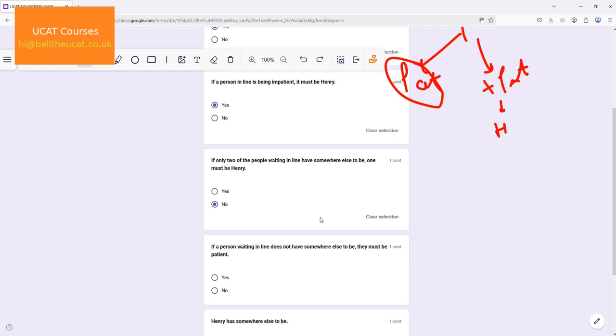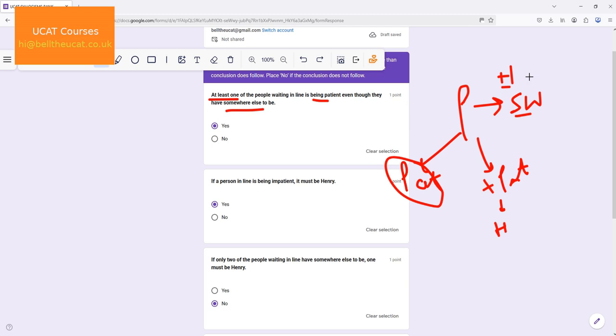If a person waiting in line does not have somewhere else to be, they must be patient. Right. He's negating the outcome and he's saying this is correct. Of course not. That's one of the rules: if you need to go backwards against the arrow, there should be negation of it. But in this case, he is only negating the outcome. Oh, sorry, that's definitely not true, right?